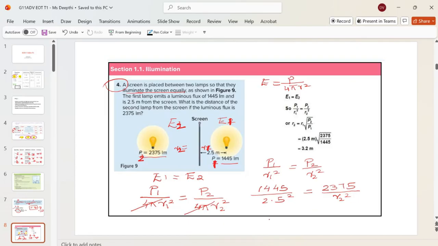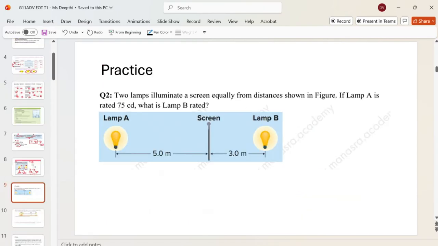So the answer for this question is 0.4438 meter. Sorry, just a minute. Yeah, 3.2 meter, correct. 3.2 meter. That's the R2. So this is how you solve this question. Hope it's clear to you.